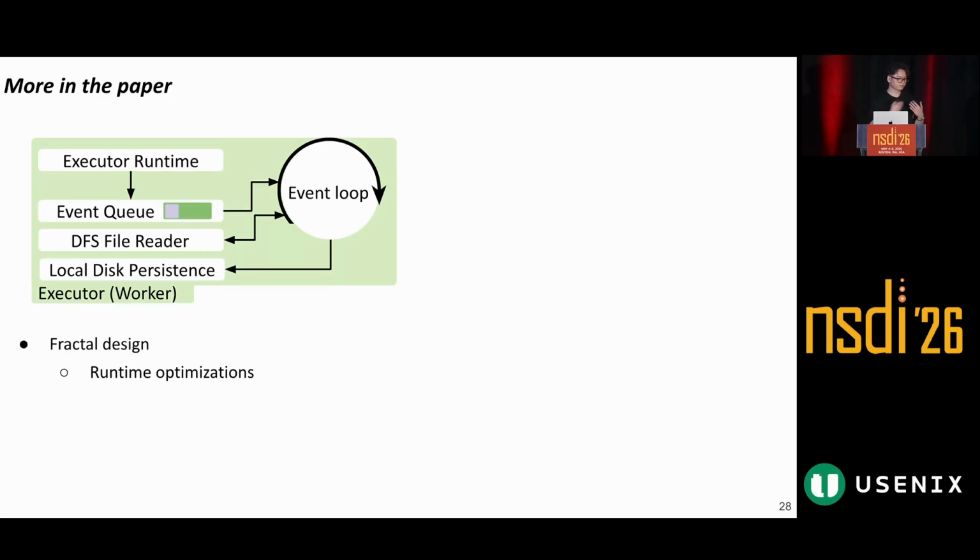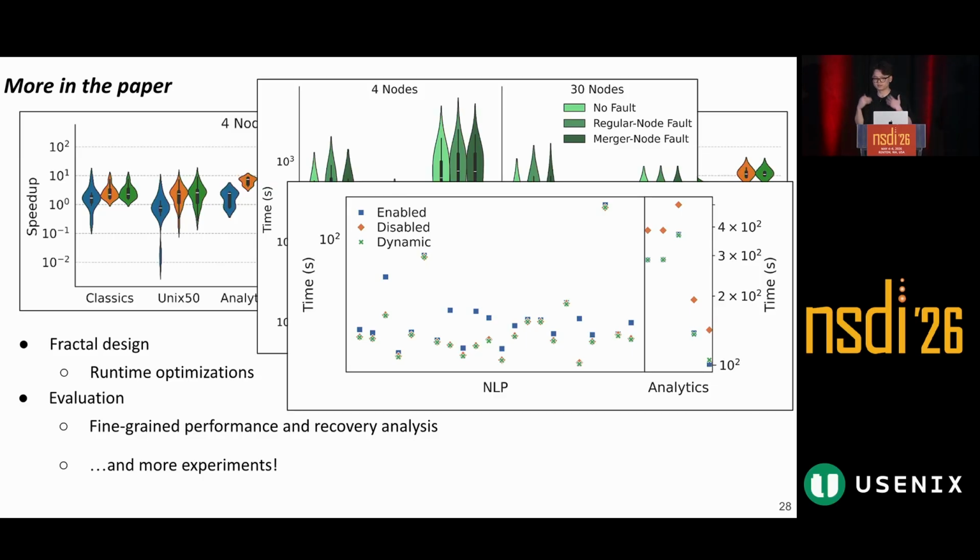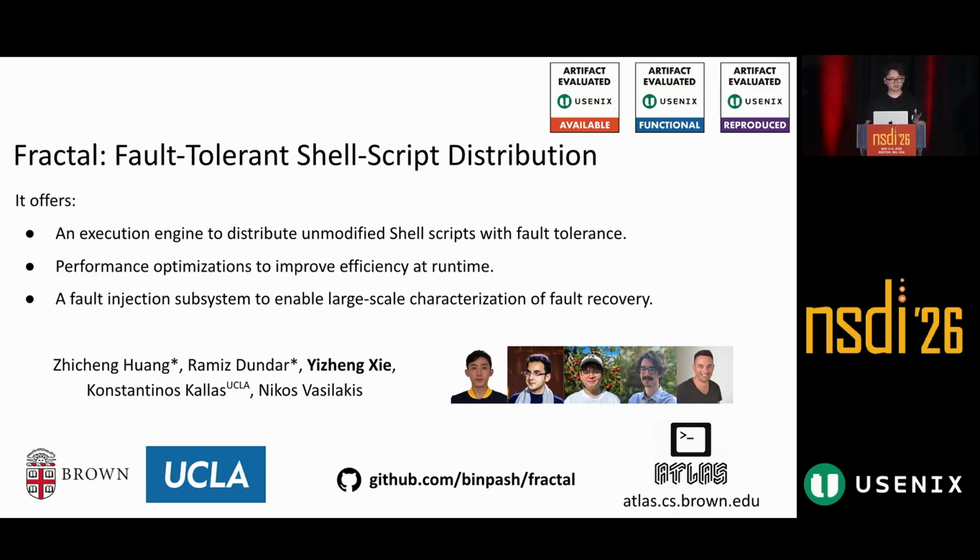We cover more system designs and results in the paper, including runtime optimization, such as event loop execution, and fine-grained performance and recovery analysis in different scales of clusters, and a set of micro-benchmarks to evaluate the design choices of Fractal. To summarize, in this talk, we introduced Fractal, the first fault-tolerant distribution of unmodified shell programs. It introduces a series of runtime optimizations to enable fast recovery, and a fault injection subsystem to enable large-scale characterization of fault recovery. Fractal is open sourced.